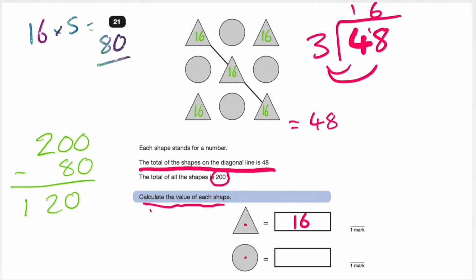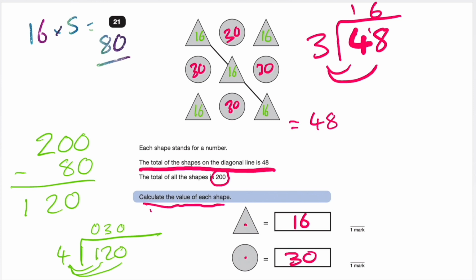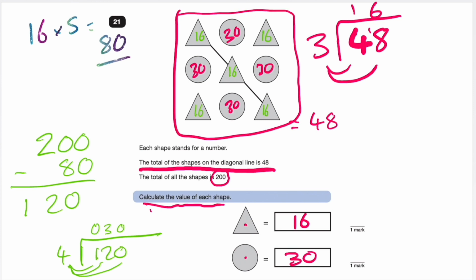So how am I going to find out what one circle is worth? Well, I'm going to do my 120 divided by 4. And it's a bit like quartering, isn't it? So I could just do half and half again. So my answer for the circle value is 30. If I was really not sure, I could then add all these up and just make sure I get the 200 that I was looking for.